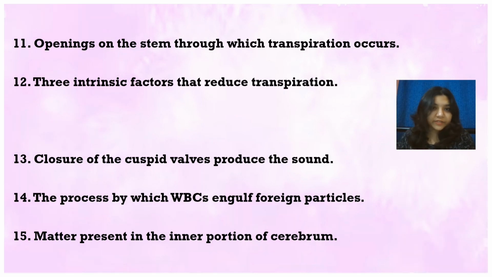Okay, so done with these 5, name the following. Now let us tally the answers. What is there in the 11th one? Openings on the stem through which transpiration occurs. So on the stem there are openings known as the lenticels. Through these lenticels the transpiration can occur.